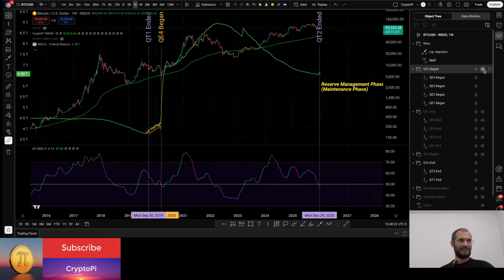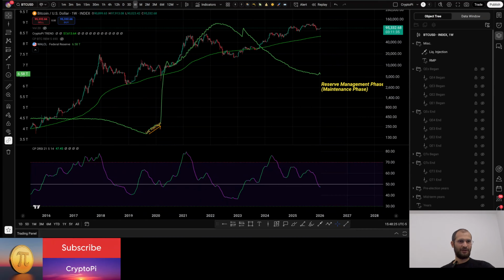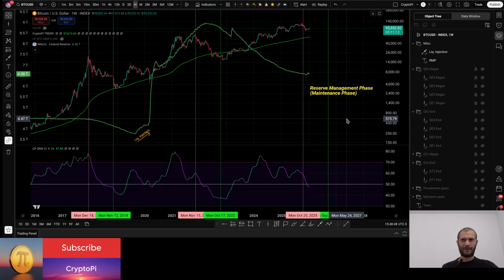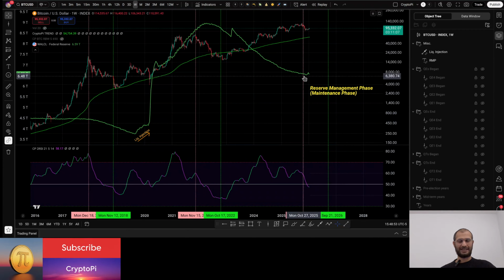Now, if I align this analysis with our accumulation line and distribution line, to me it is another confluence where QT has ended, the announcement of QE is not exactly there. It's there, but it has not begun. The liquidity injection has not begun yet. We are still in the maintenance phase of the Fed to see how things turn out after QT has ended.